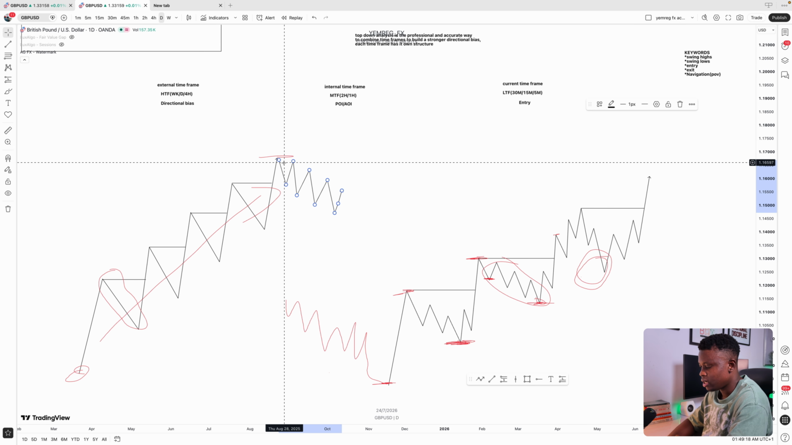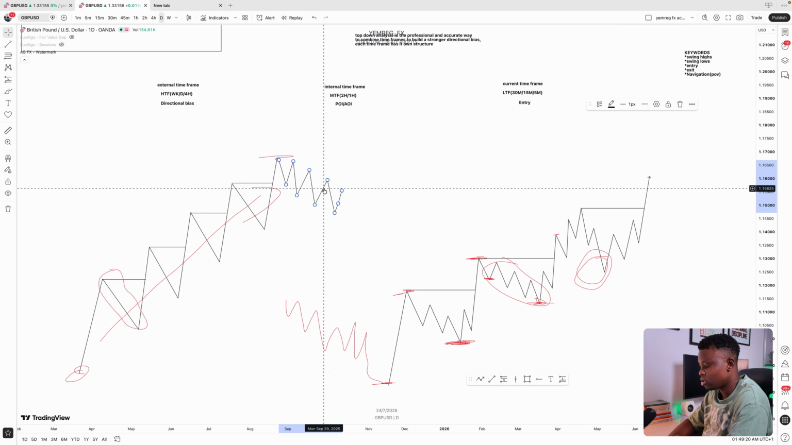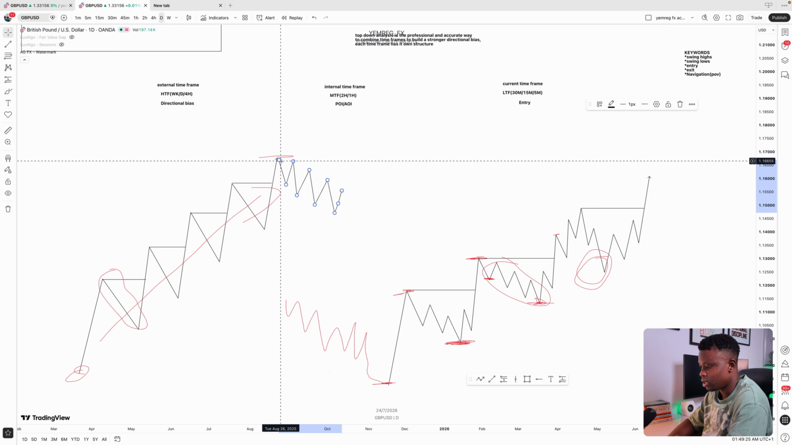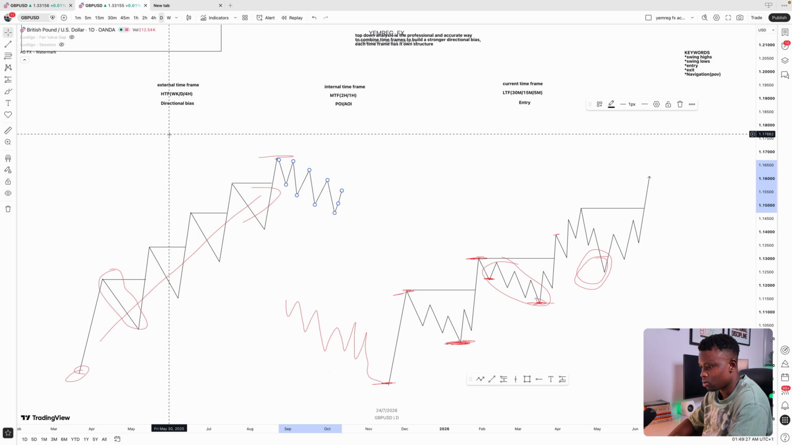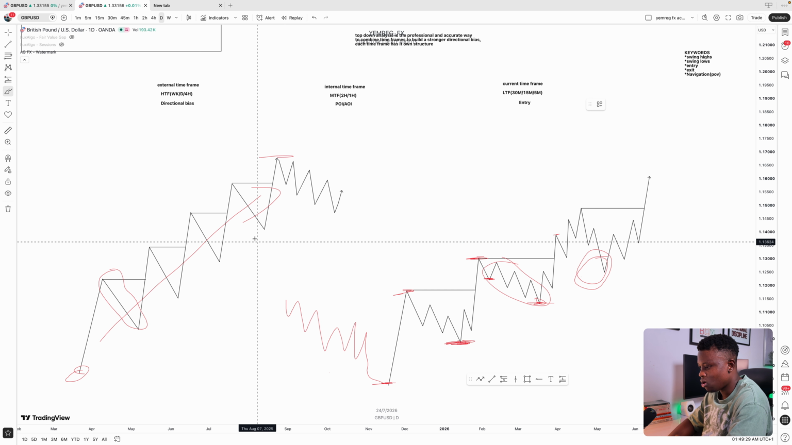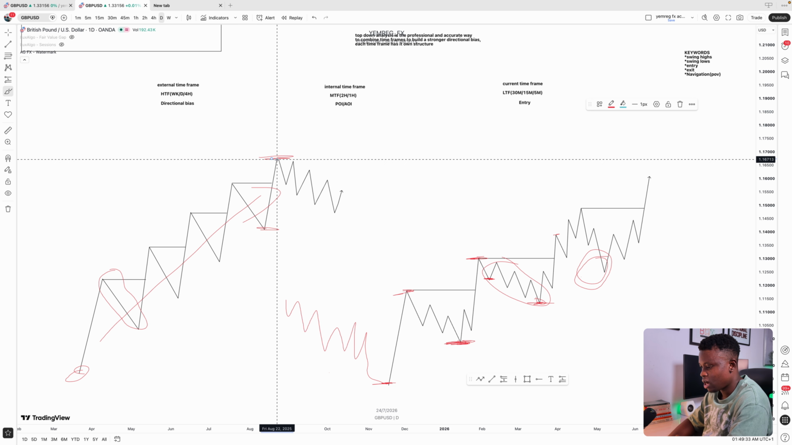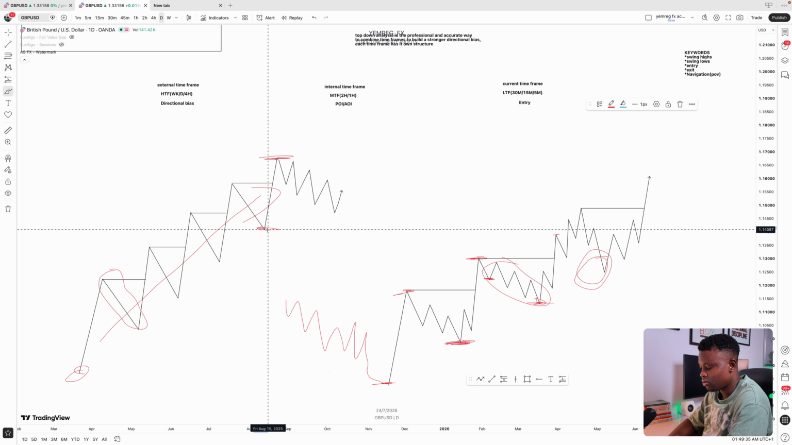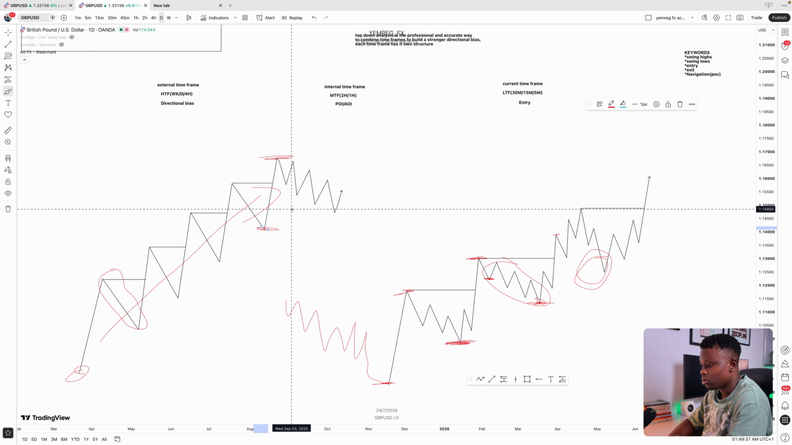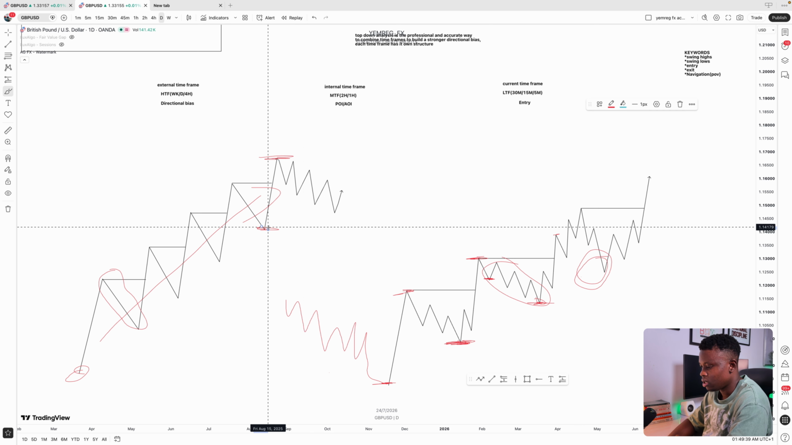So now this is just a pullback. This is not a reversal. There's a difference between a reversal and a pullback. So this is literally what a pullback is, and this is an internal structure because it still falls under the swing low and the swing high. So you have to wait for price to take out this low before you can now say we're having a proper shift or a reversal.